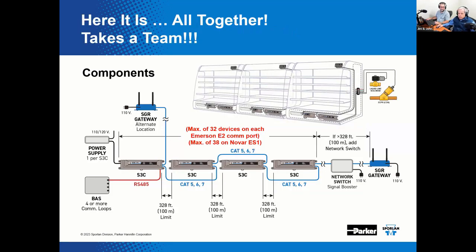Now, here's additional detail showing the connections between the BAS, the cellular gateways, the gateway routers, and the individual case controls. Note those length limitations are repeated here. A network switch, we talked about that earlier, and the limit of 38 or less cases per communication loop, but also we've added some extra detail. There's a maximum of 32 on this, depending upon the brand of BAS that's being deployed, 38 on others.